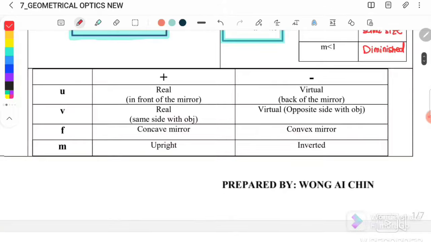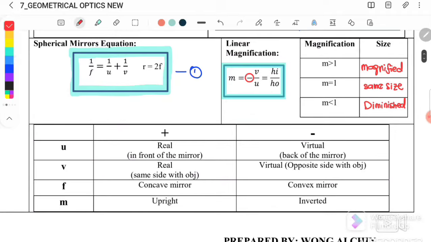Even though we only have two equations, the first one is 1/f = 1/u + 1/v, and the second one is the magnification equation, when you want to apply them you must be careful with the sign convention, especially the values for f and also v.